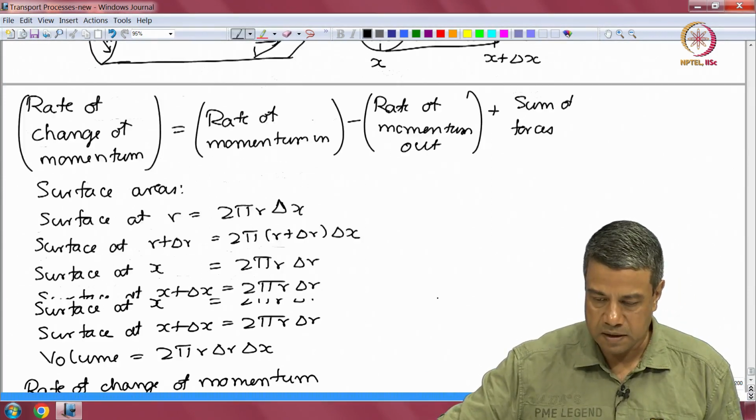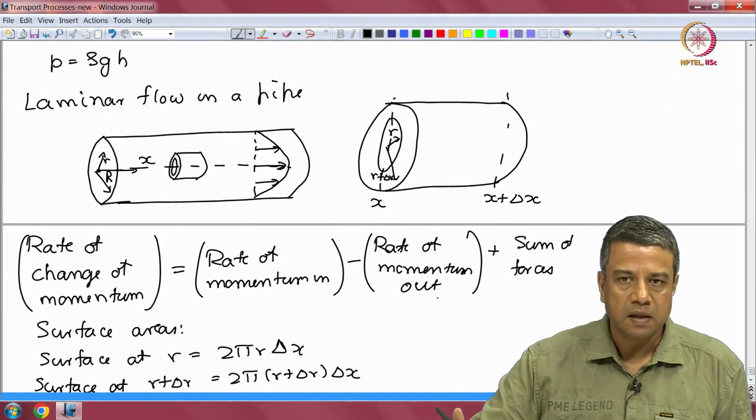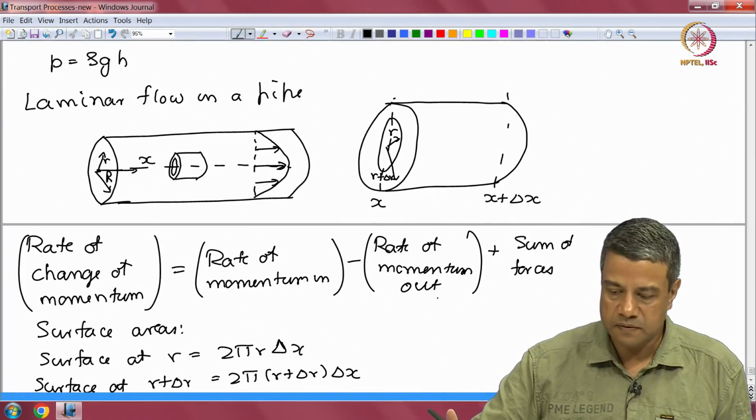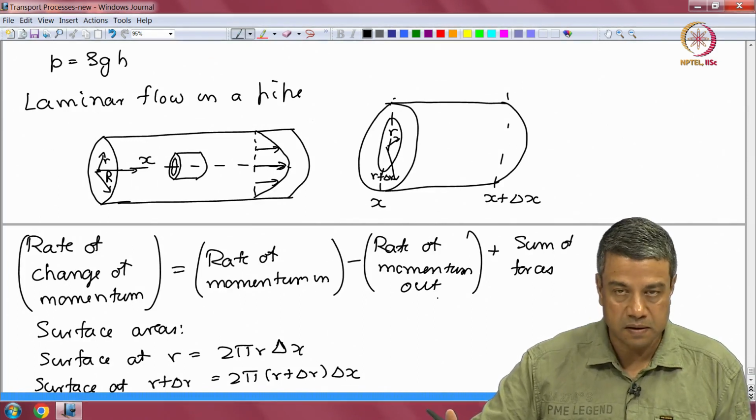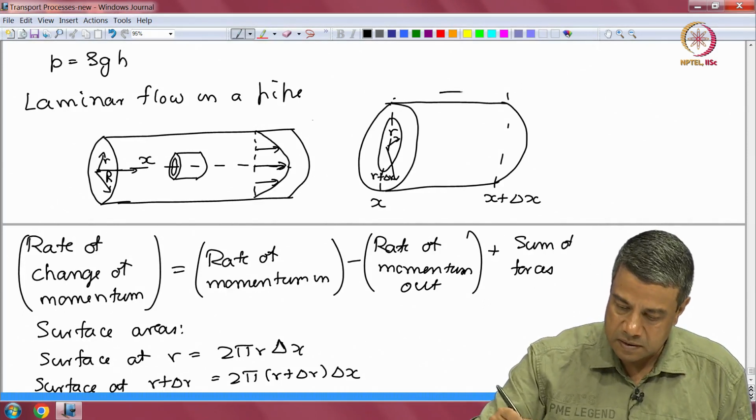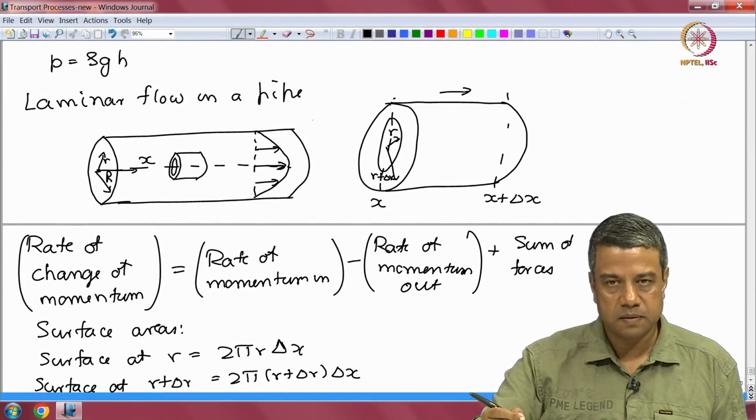Now, what are the forces acting on the surface? There is a force that is exerted on the surface at r plus delta r.